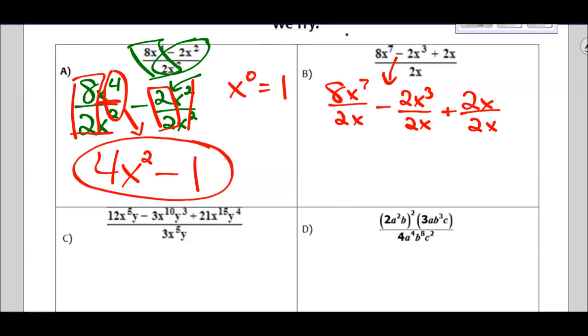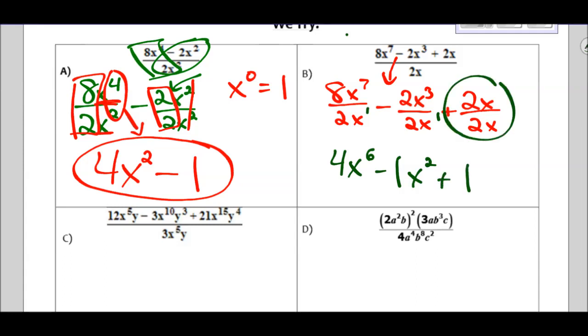Eight divided by 2 is 4. X to the 7th divided by x to the 1st is x to the 6th. I'm subtracting those exponents. 2 divided by 2 is 1. I'm going to keep that minus sign in there, so that's going to become 1 x squared. Again, I'm subtracting those exponents. And then 2x divided by 2x, anything divided by itself is 1, and you have to write that. It doesn't just completely cancel out, it turns into a plus 1. That's as simple as that is. There are no like terms in there to combine.